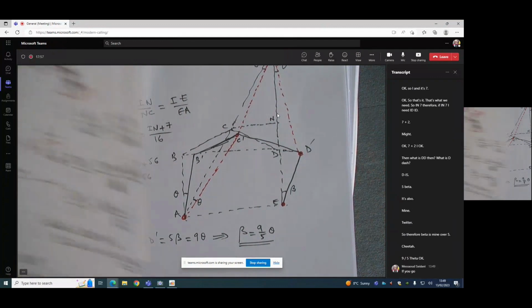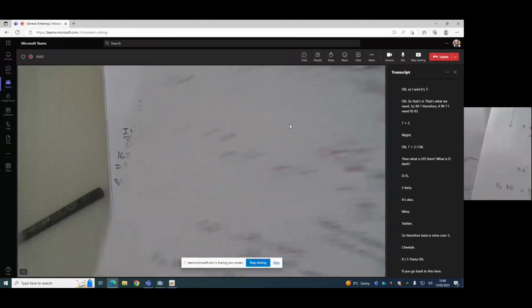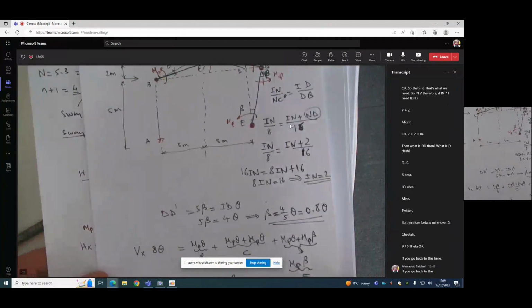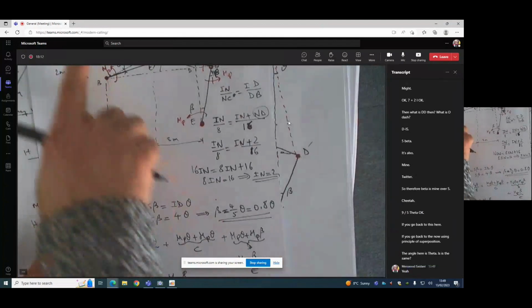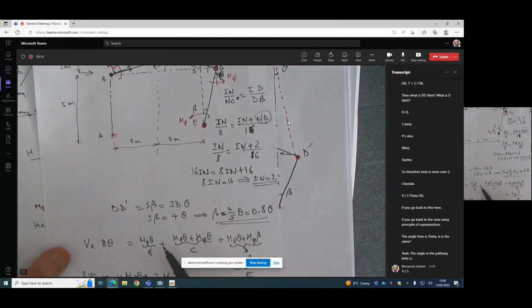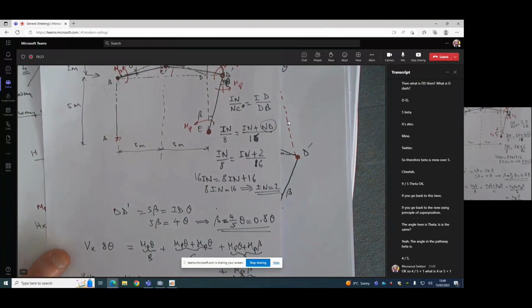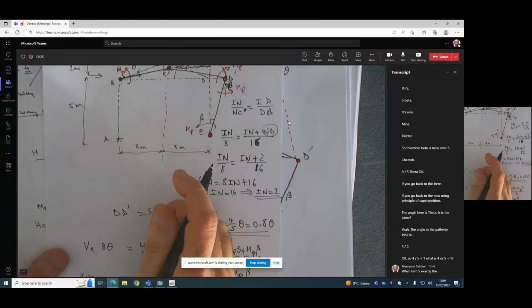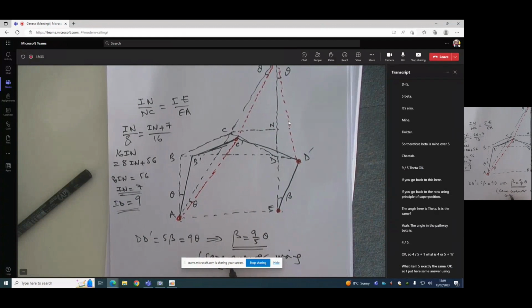If you go back to this here, now using the principle of superposition, the angle here is theta, is the same. The angle in the pathway beta is 4/5. Okay, so 4/5 plus 1. What is 4/5 plus 1? 1/5. Exactly the same. Okay, so I put here same answer using superposition.